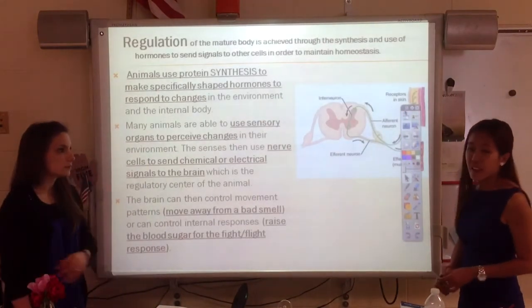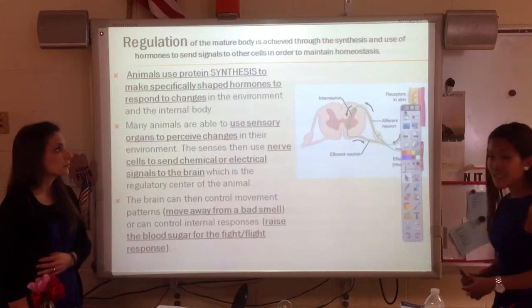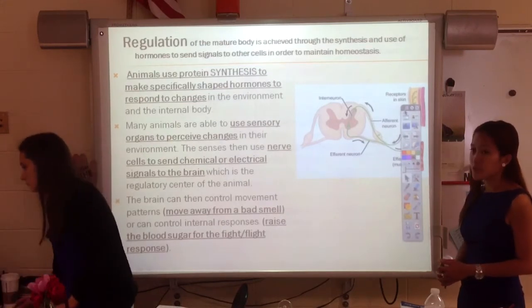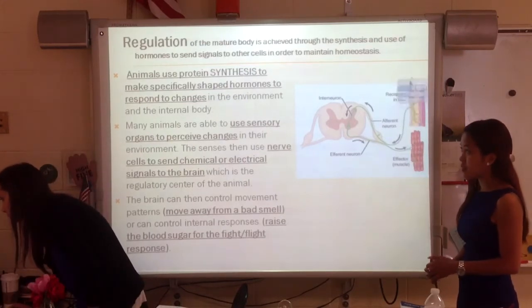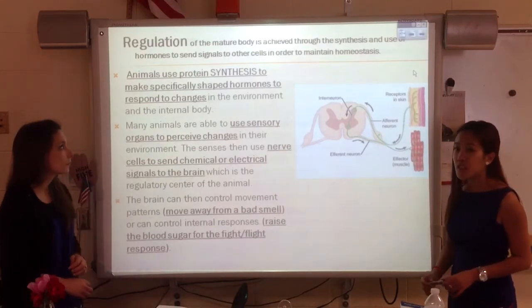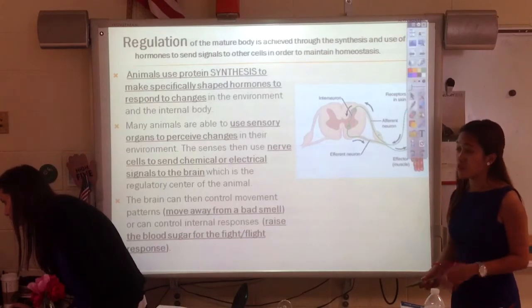So next we have regulation. Regulation of the mature body is achieved through the synthesis and use of hormones to send signals to other cells in order to maintain homeostasis. Animals are going to use protein synthesis to make specifically shaped hormones to respond to changes in their environment and the internal body.